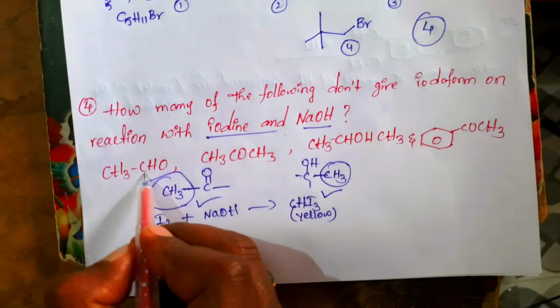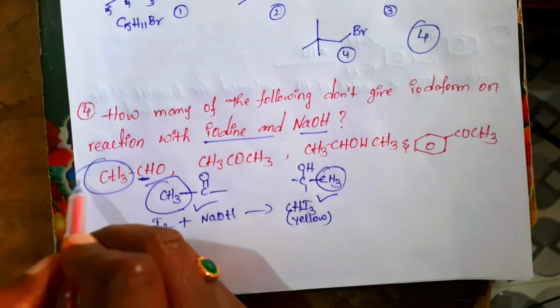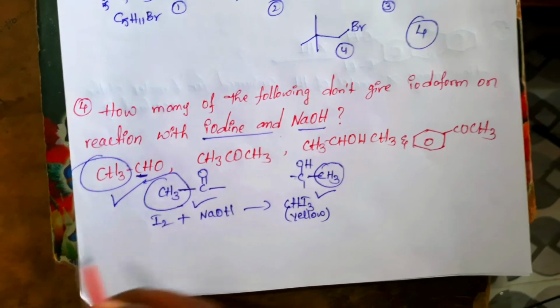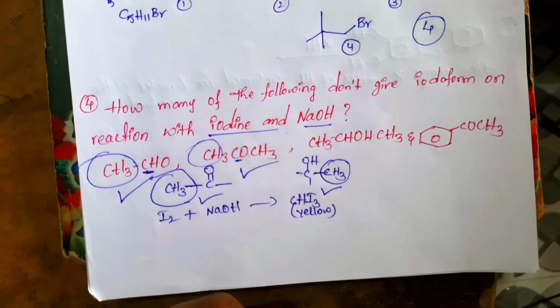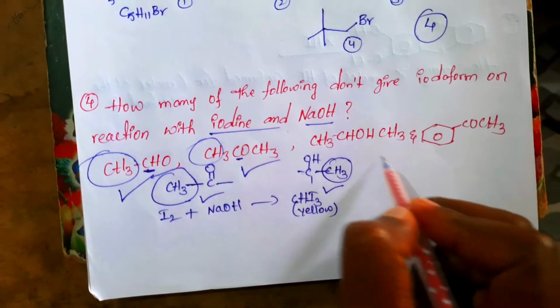That antiseptic nature is due to the presence of free iodine. Now you see here, this is a carbonyl carbon, and an adjacent methyl group is there. Yes, it will show the iodoform reaction. It is a ketone, carbonyl carbon, and we have a methyl group there. Yes, it will also show it. Now it is a secondary alcohol.